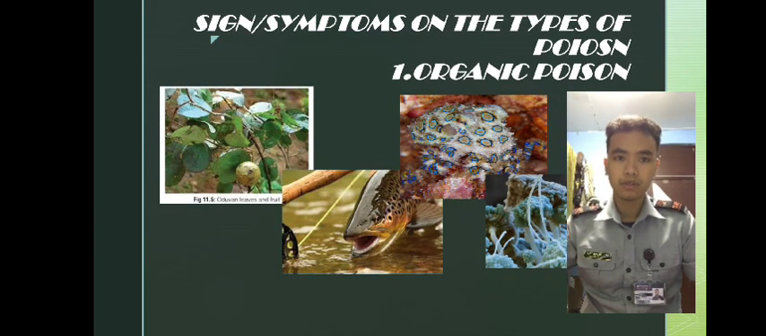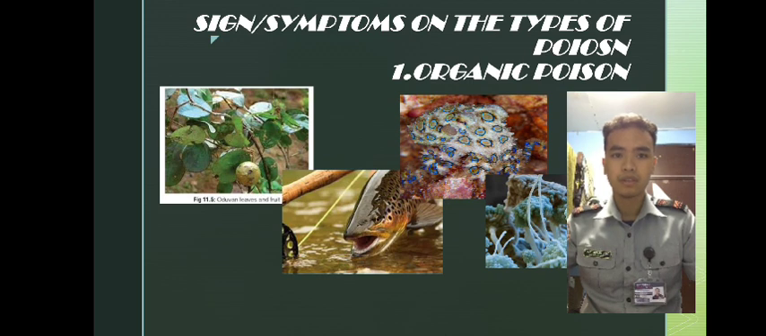Let us now discuss the signs and symptoms of the types of poison on the human body. Number 1. Organic poison. The symptoms of organic poisoning can vary depending on the type of poison and the severity of exposure. Here are some general symptoms that can occur with different types of organic poisons. First, plant toxins can include nausea, vomiting, diarrhea, abdominal pain, dizziness, weakness, tremors, seizures, and even death.